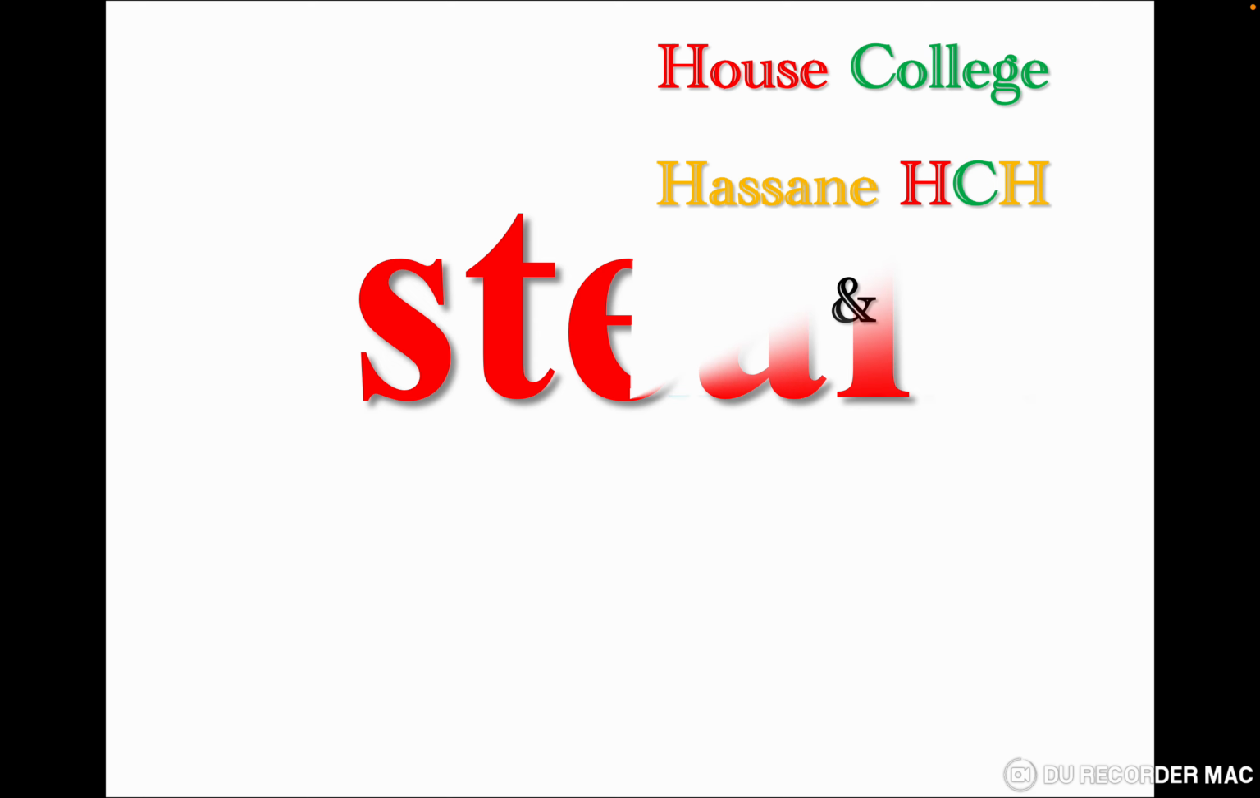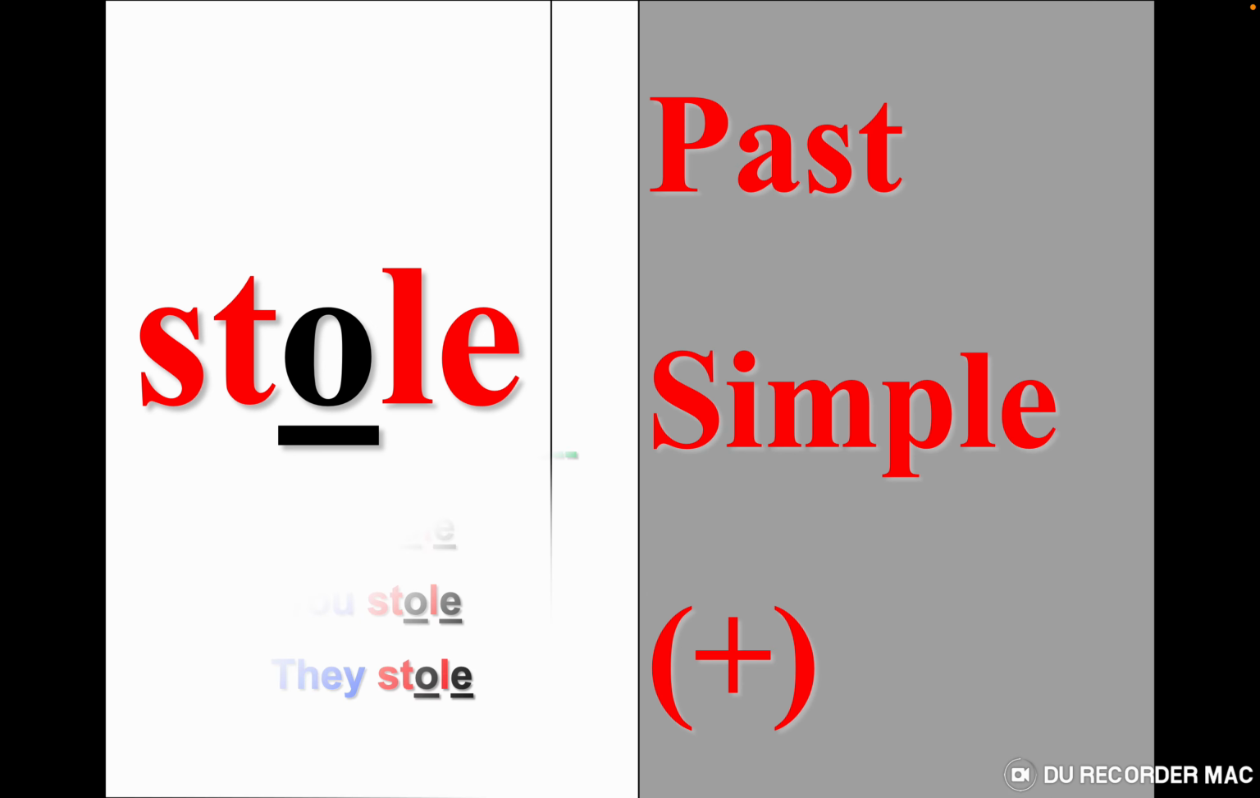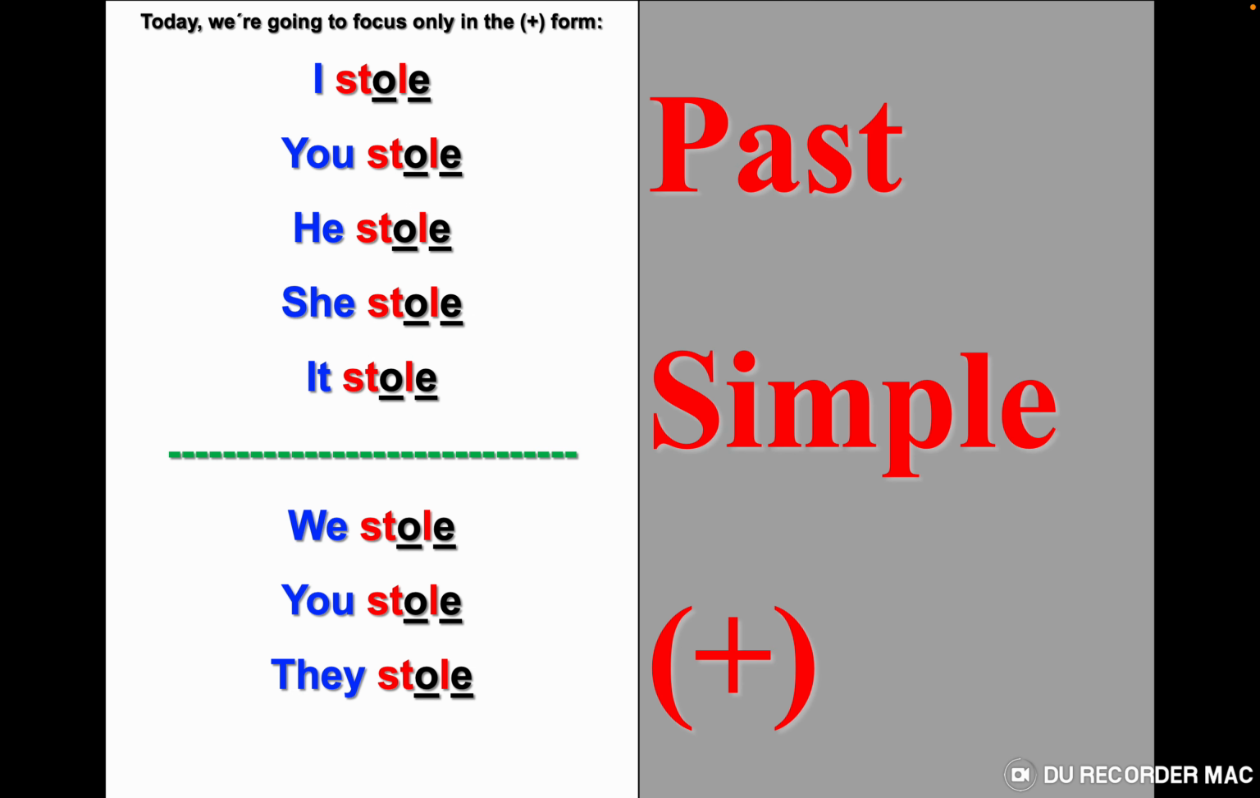Steal. We are going to change ea to o and e at the end. But remember, when we have o in the past, most of the time we pronounce it o. We have exceptions, but most of the time we pronounce it o. So the past of steal, stole. I stole. You stole. He stole. She stole. It stole. We stole. You stole. They stole.